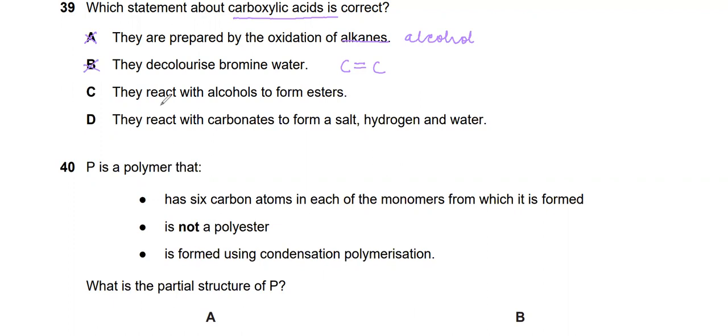That's again incorrect. They react with an alcohol to form an ester. Yes, that's absolutely correct. That's one of the chemical properties of carboxylic acid. They react with carbonate to form salt, hydrogen and water. It's not hydrogen. They react with carbonate to form salt, carbon dioxide and water, which makes D incorrect. So for question number 39, C is the correct option.